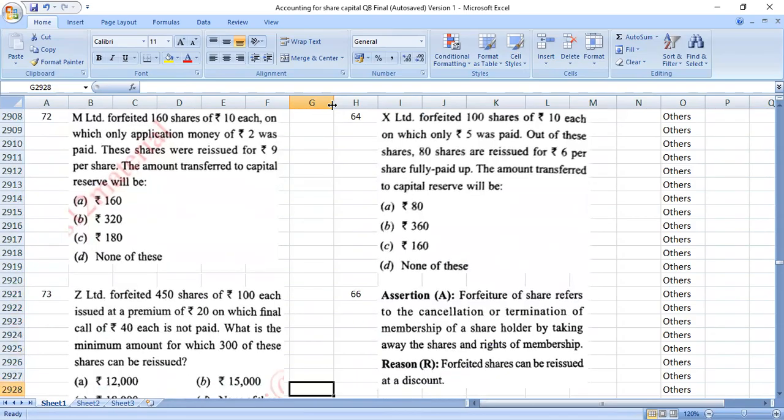M Limited forfeited 160 shares of 10 each on which only application money 2 was paid. The shares were reissued at 9. Amount transferred to capital reserve? Gain on forfeiture 2, only 2 was paid. Loss on reissue 1, 9 rupees for a 10 rupee share reissue. So 1 rupee is the gain on reissue. 160 shares were reissued, so 160 is the correct answer. Gain on forfeiture வேற, gain on reissue வேற. உங்களுக்கு தெரிஞ்சுக்கோங்க.